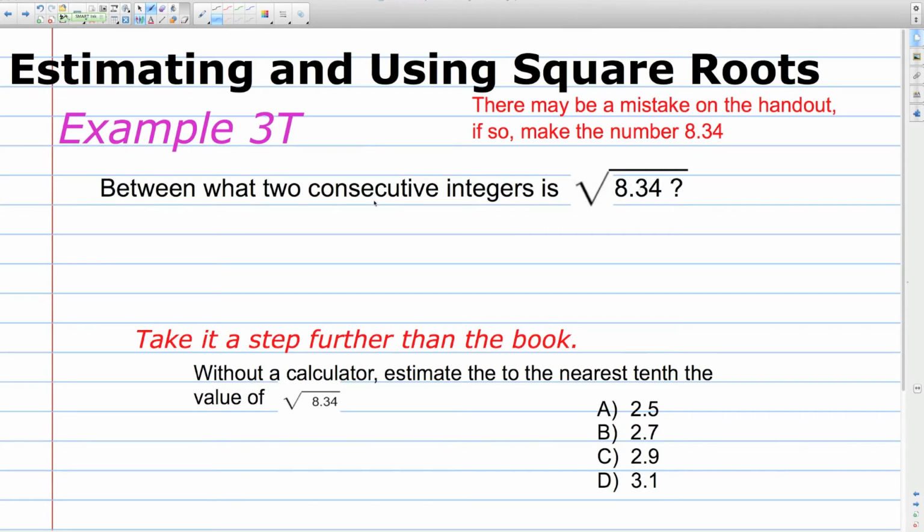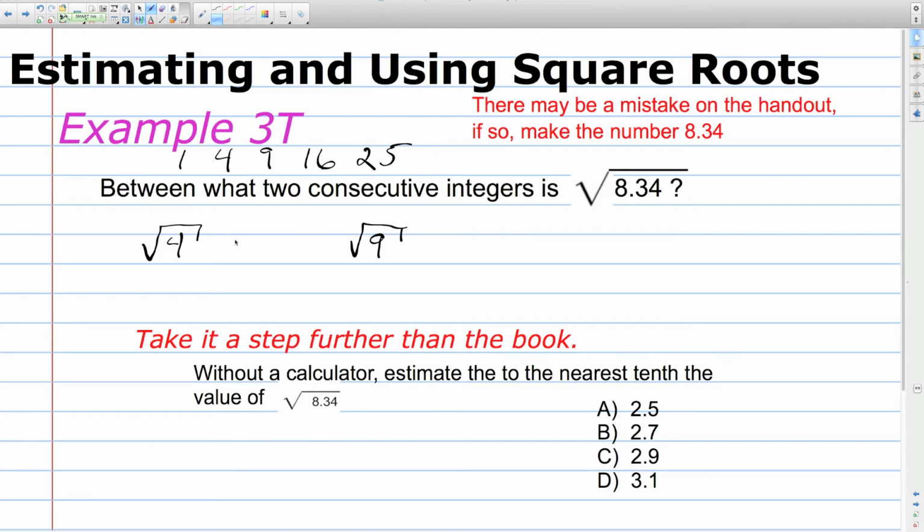Between what two consecutive integers is the square root of 8.34? Well, to do this, we have to think about the perfect square numbers. The perfect square numbers being 1, 4, 9, 16, 25, and so on. 8.34 is between 4 and 9. So the square root of 8.34 is going to be between the square root of 4 and the square root of 9.